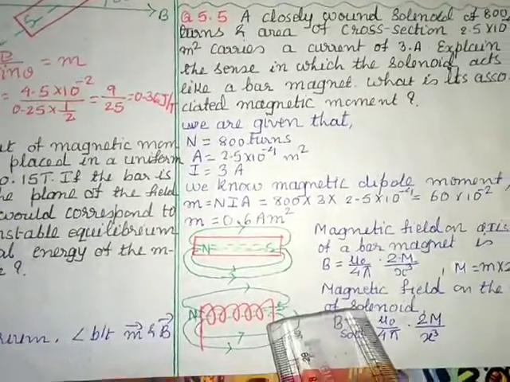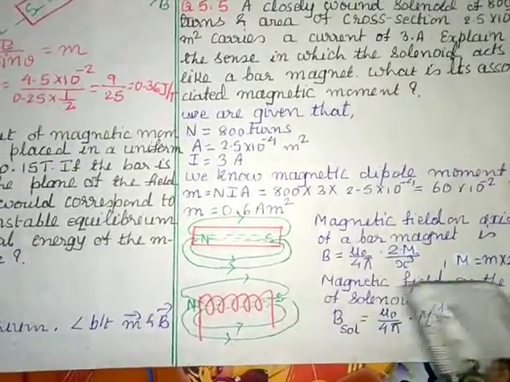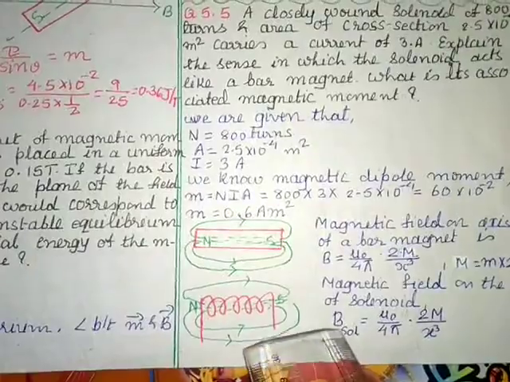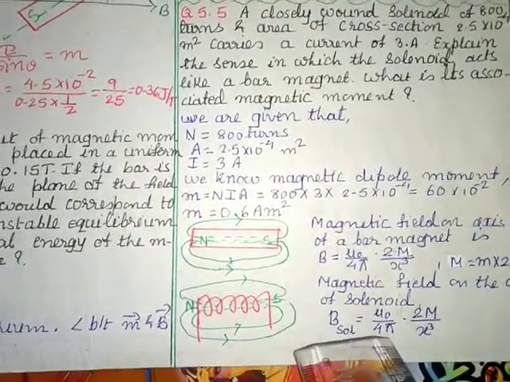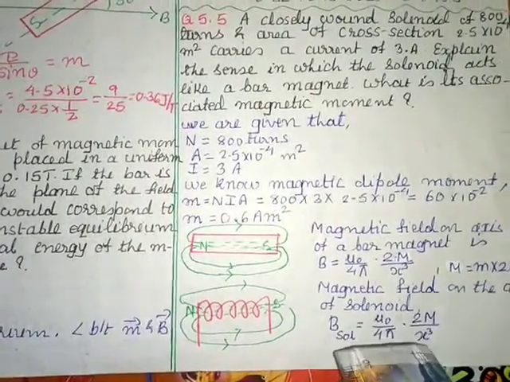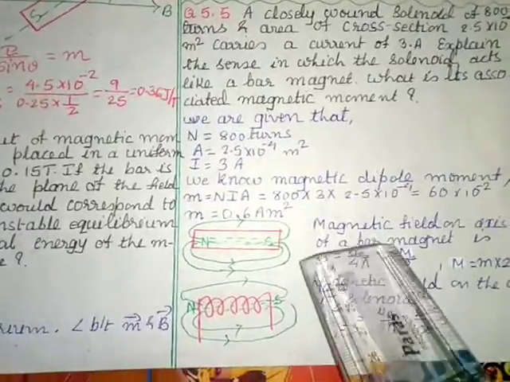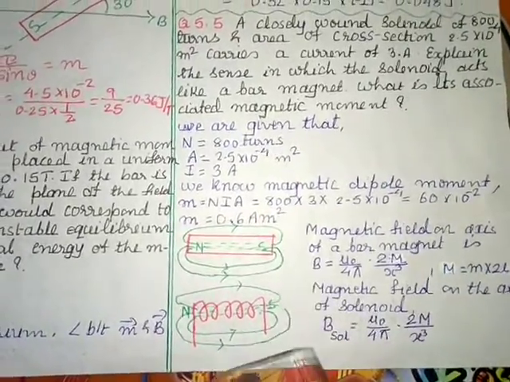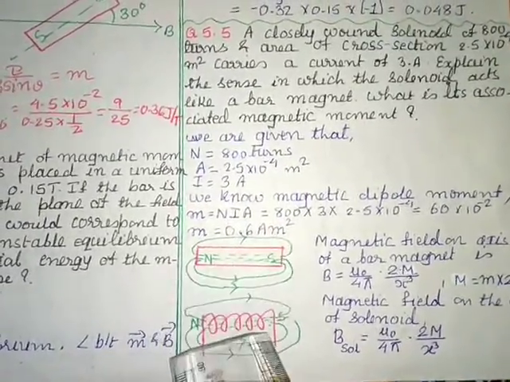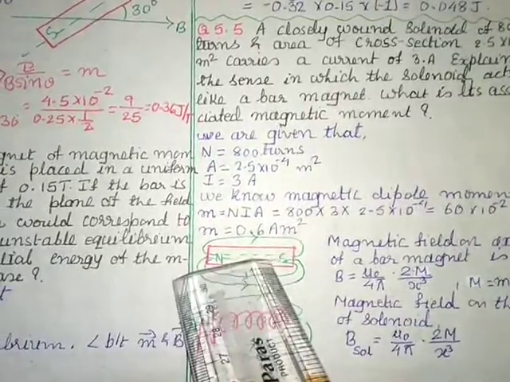And same way we know that magnetic field on the axis of solenoid is given by B solenoid is equal to mu naught by 4 pi into 2m divided by x cube. So both the formulas are same. So we can say that solenoid acts like a bar magnet.